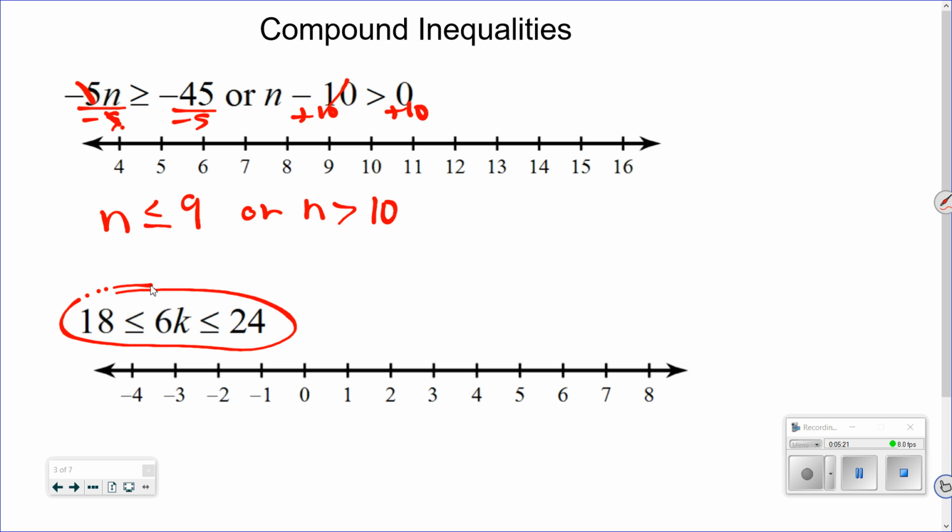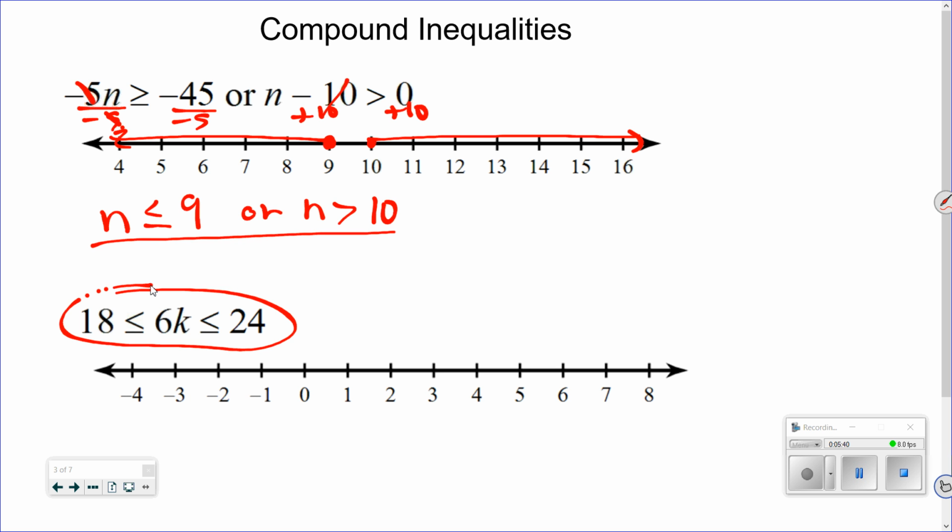It says n is less than or equal to 9. So I'm going to come over to 9. It's a closed dot this time because it's got the equal sign. It's less than, so it's going that way. And at 10, closed dot, it's greater than, so it's opening that direction. That's what my graph would look like, and that's what my answer would look like using inequality notation.